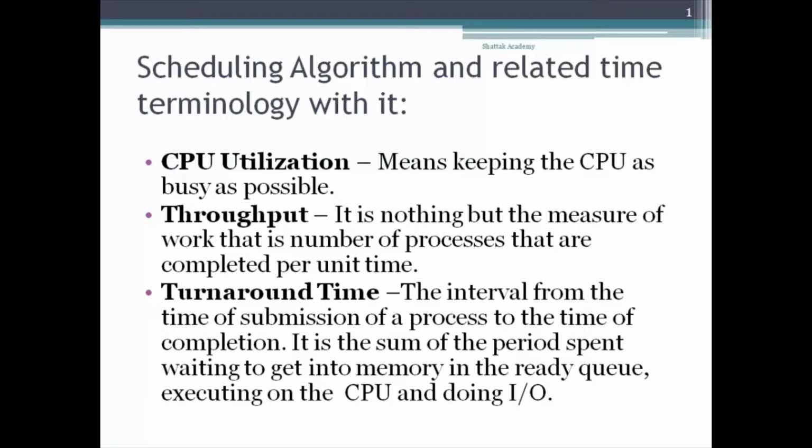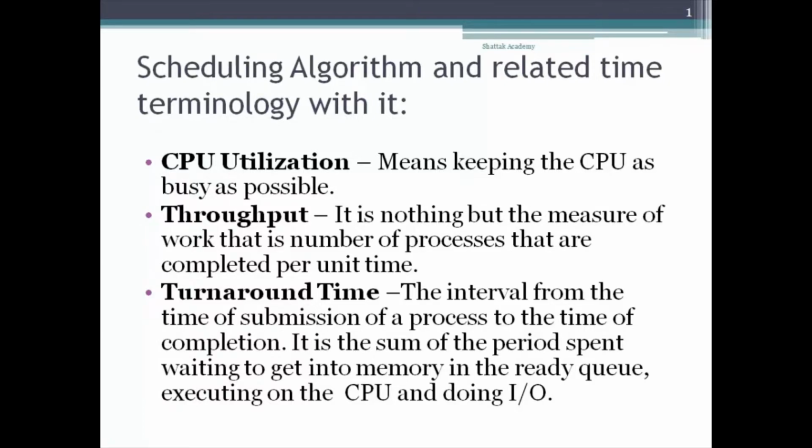First one is CPU utilization. What is CPU utilization? It means keeping the CPU as busy as possible, that is, utilizing the CPU at its max. Then coming to throughput. Throughput is the measure of work, that is, the number of processes that are completed per unit time, which helps to calculate the utilization and efficiency of the CPU. That means the number of processes executed per unit time.